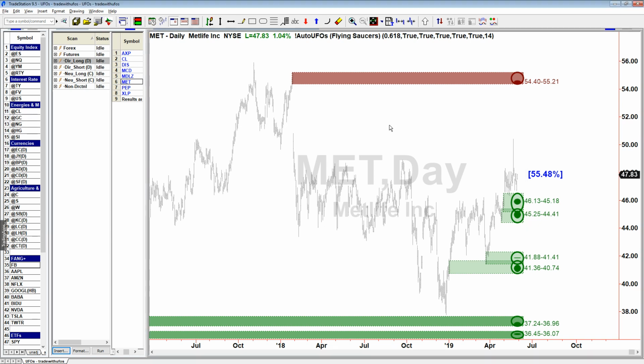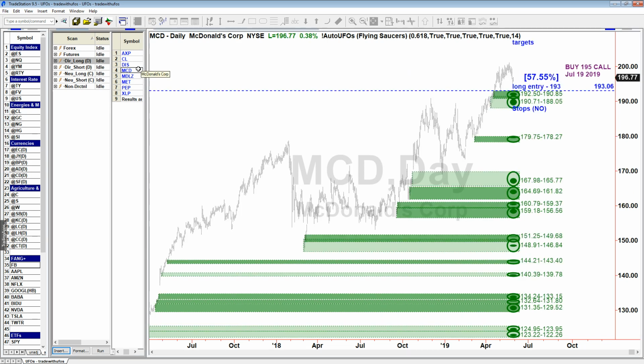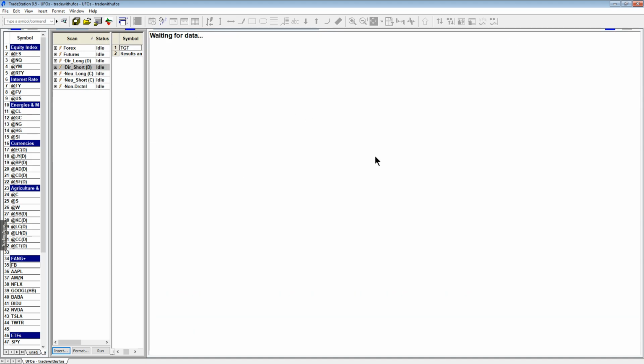Okay, so I am actually more of a fan of the McDonald trade based on what we just saw, and therefore when it comes to long, I will not plan the trade on MET. The last one I would like to check before we conclude the session is Target.